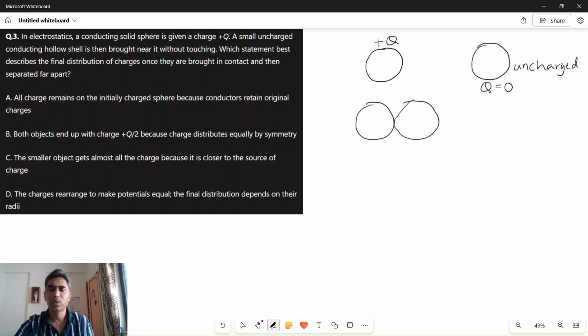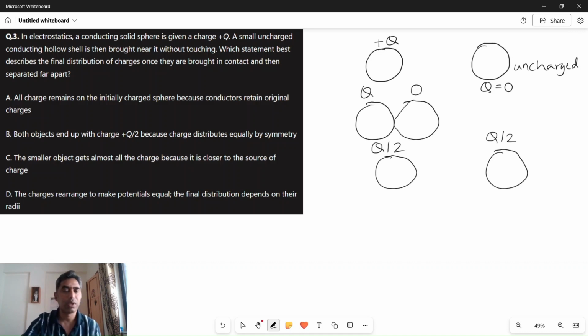Okay, so this was Q and this is 0. We know the property of charges. If two bodies touch each other, charge will get distributed equally. After touching and separating, what will happen? The charge on this will be Q by 2 and the charge on this also will be Q by 2. Charge will be equally distributed. That's a simple property of charge.